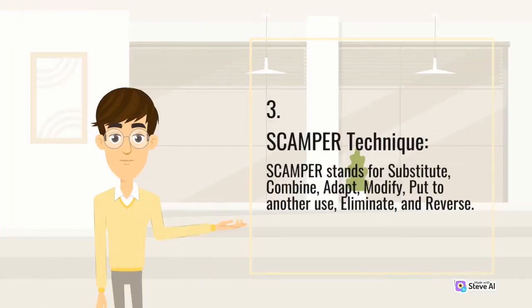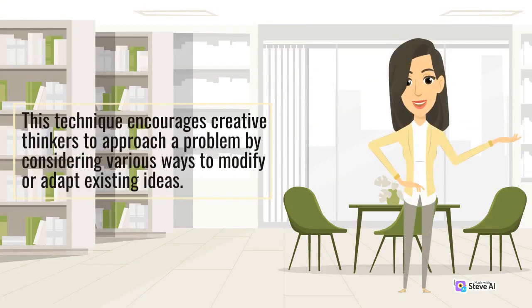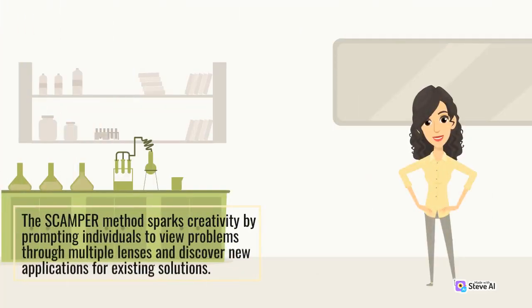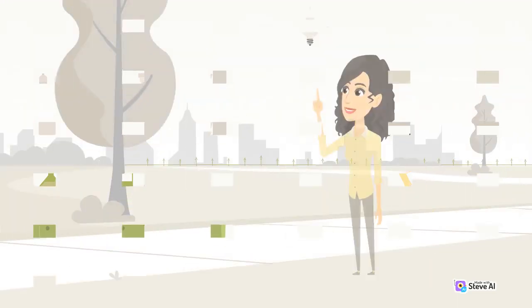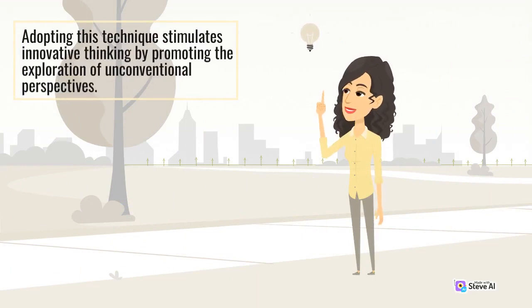3. Scamper technique. Scamper stands for substitute, combine, adapt, modify, put to another use, eliminate, and reverse. This technique encourages creative thinkers to approach a problem by considering various ways to modify or adapt existing ideas. The Scamper method sparks creativity by prompting individuals to view problems through multiple lenses and discover new applications for existing solutions. Adopting this technique stimulates innovative thinking by promoting the exploration of unconventional perspectives.